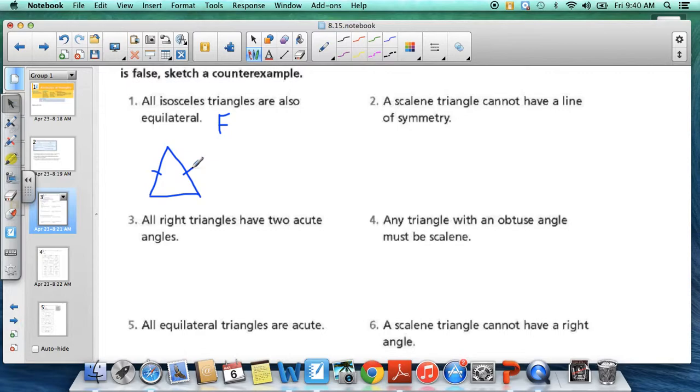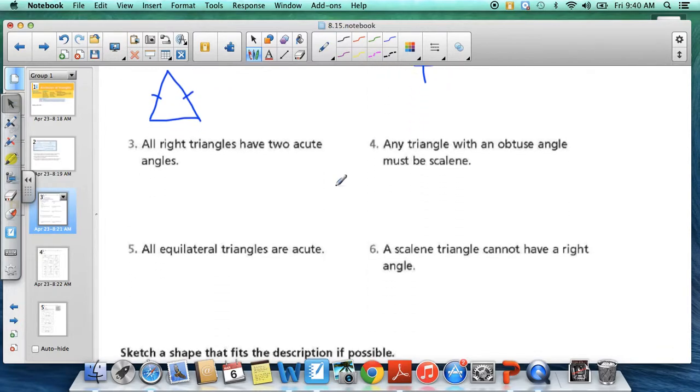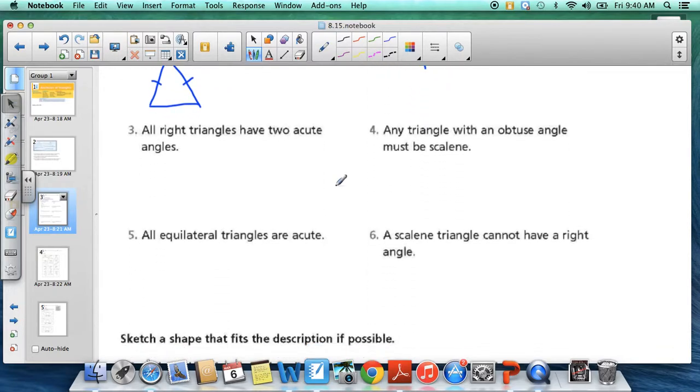A scalene triangle cannot have a line of symmetry. That is true, because there can be no congruent sides. So let's move on to number 3. All right triangles have two acute angles. That is also true. Okay, that was easy.